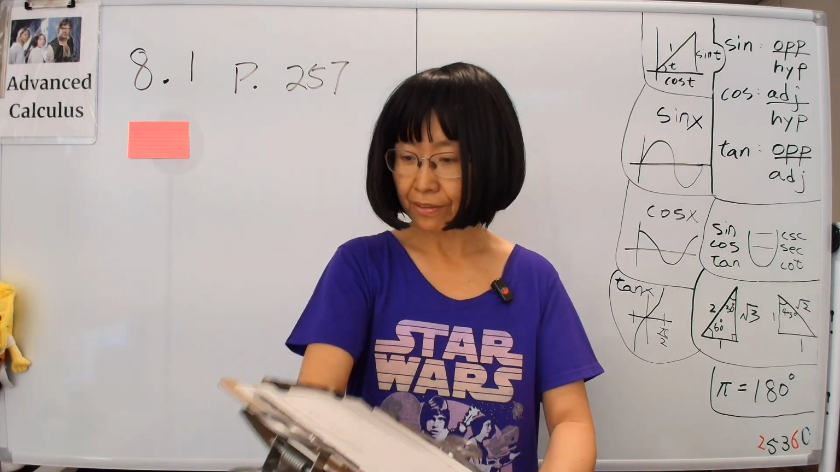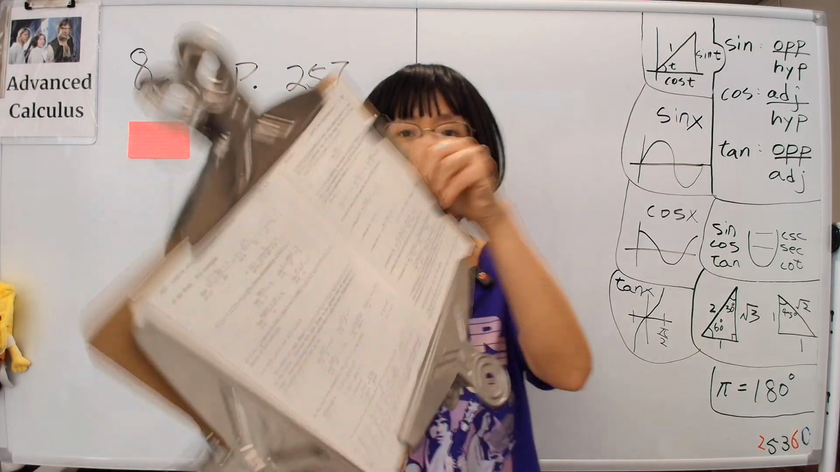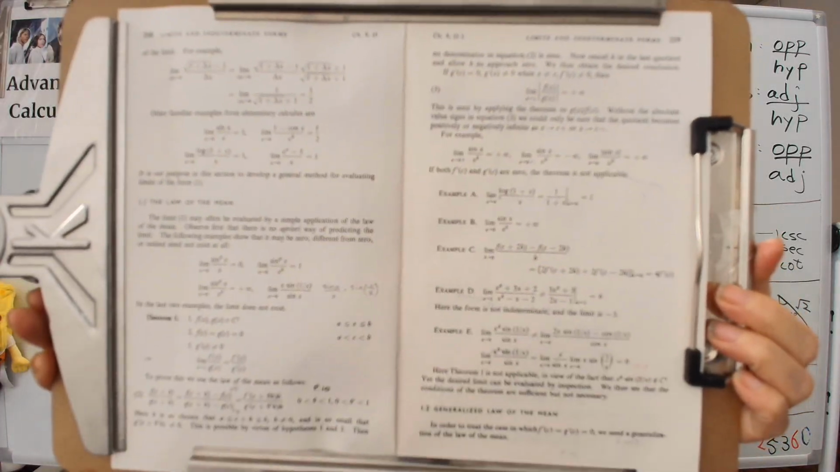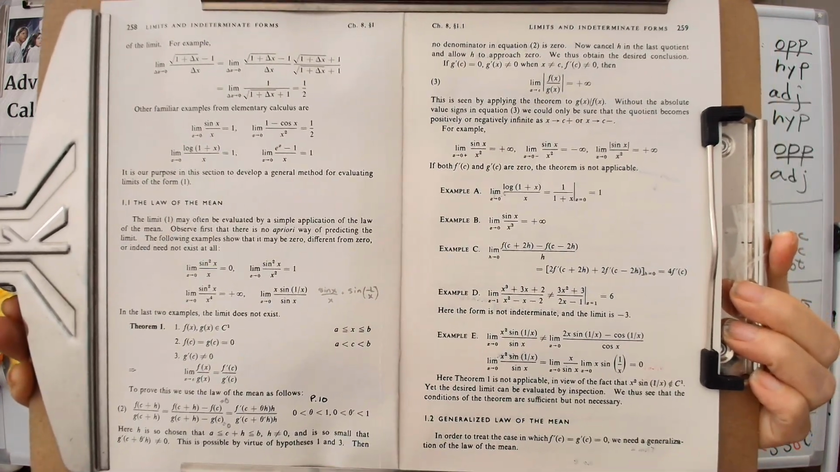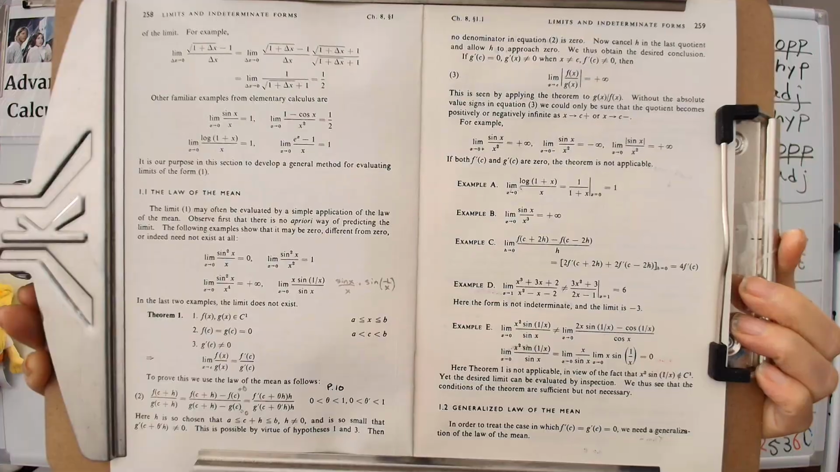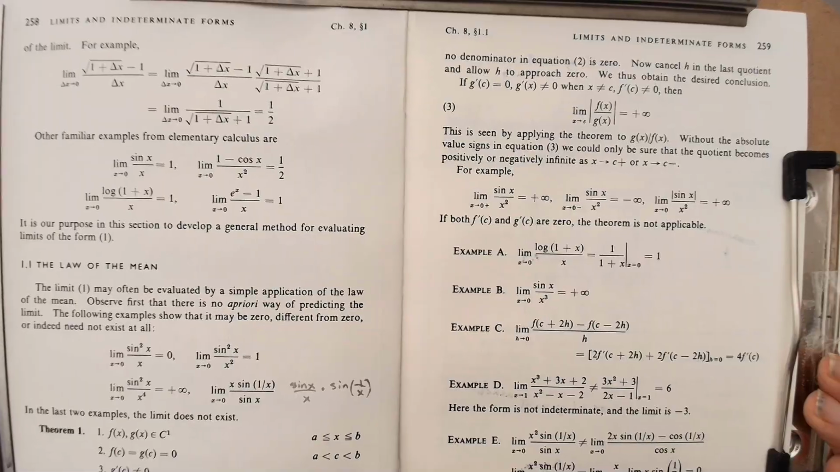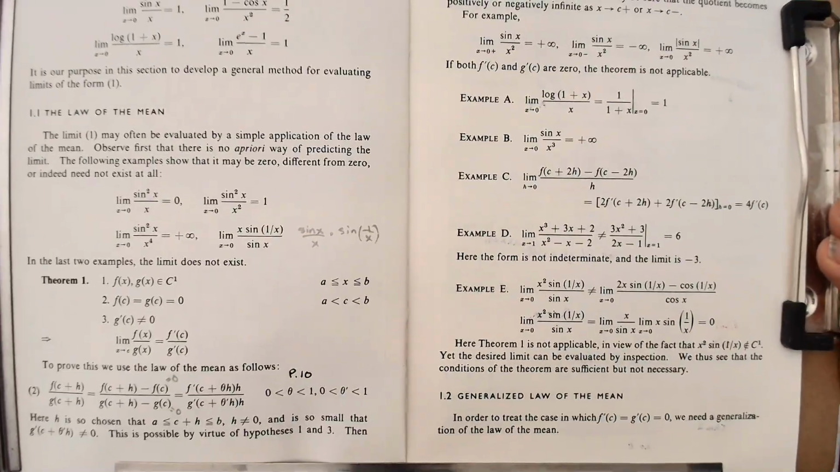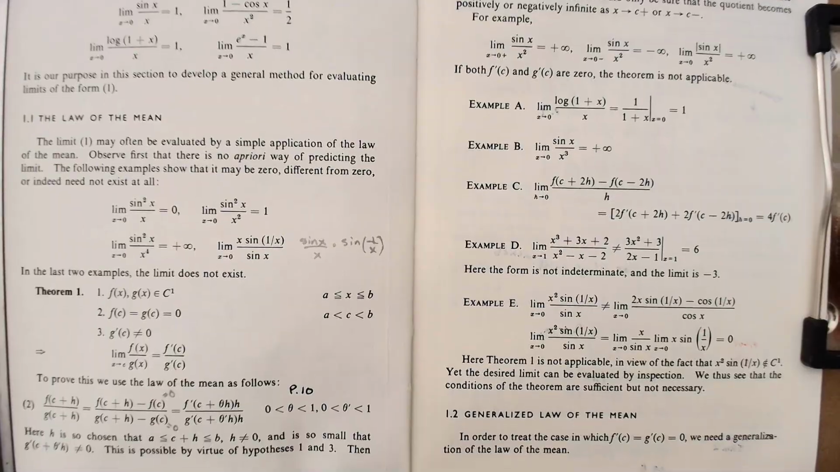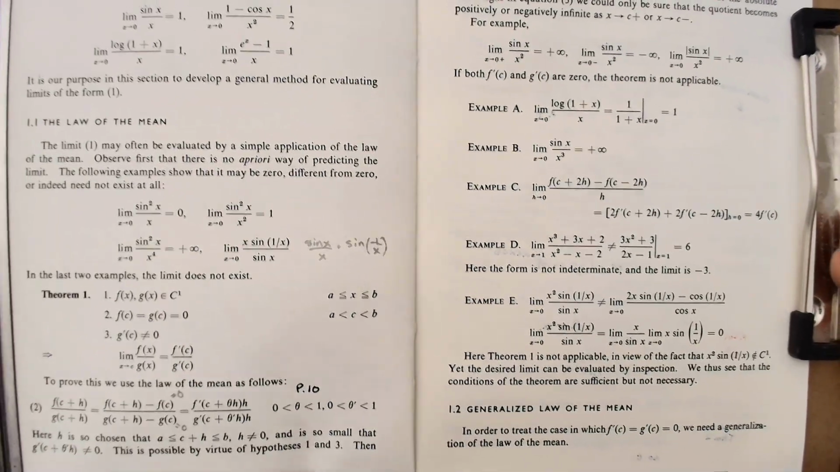Next, page 258 and 259, which is right about here. That's the whole page. And then a little bit closer on the top. And a bit closer on the bottom. Okay, that should be good enough.